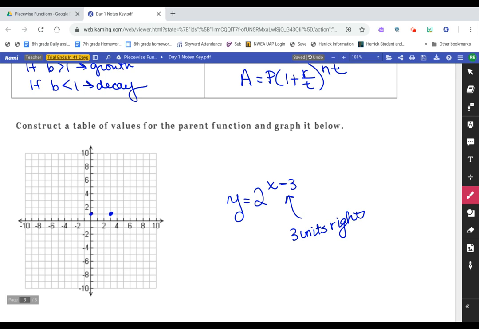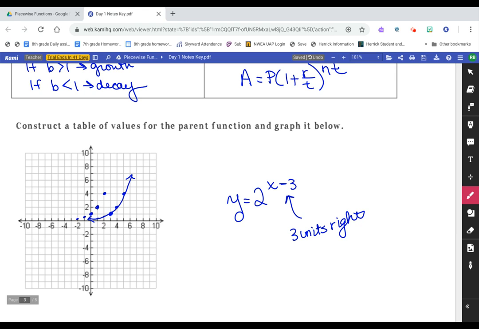And if it makes more sense, if you're like, I would rather write my parent function and then go from that, go for it. So 0, 1, and then if 2 is raised to the first power, that'd be at 2. If 2 is raised to the second power, that'd be 4. Raised to the negative 1 is a half. Negative 2 is a quarter. So you're just going to literally take all of these points and move them to the right 3. So go ahead and do that, and then let's move on to the next type of function.